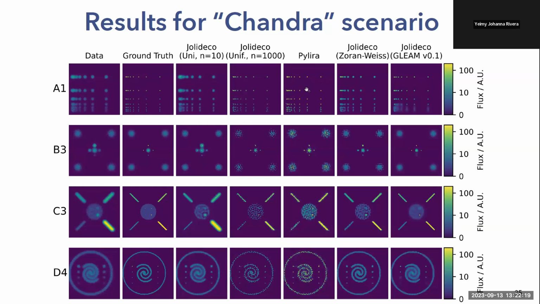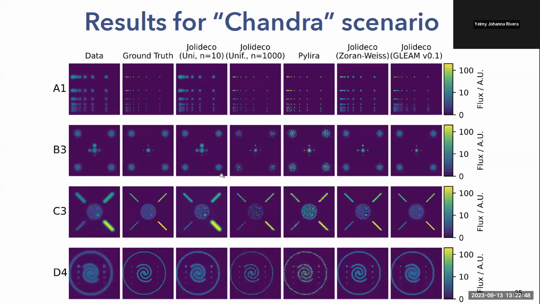Then there's this reconstruction of the pi-Lyra method that I mentioned before. And then there's the Joly-Deco reconstruction using the patch priors, one from Zoran and Weiss. So this is the one that was learned from everyday images. And then there's another patch prior that I learned from clean data, which is radio data with very nice resolution in the galactic plane.